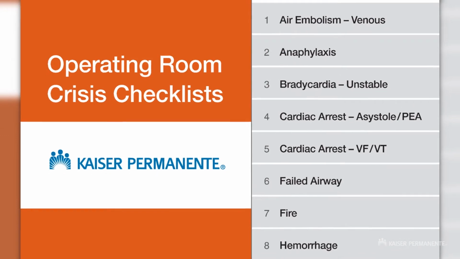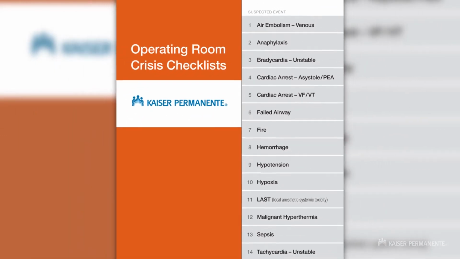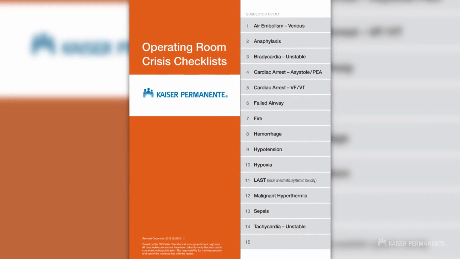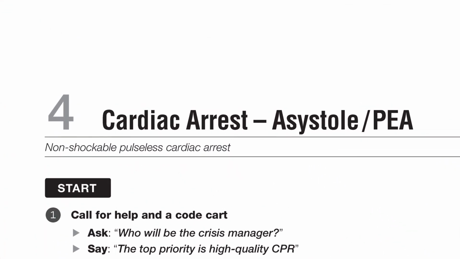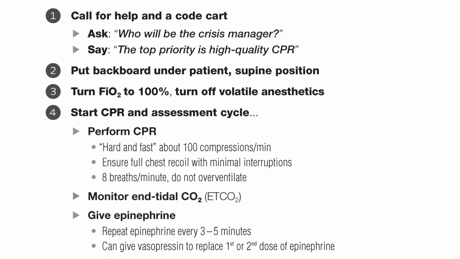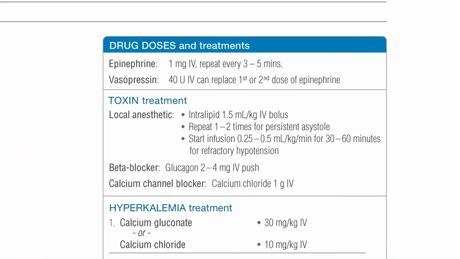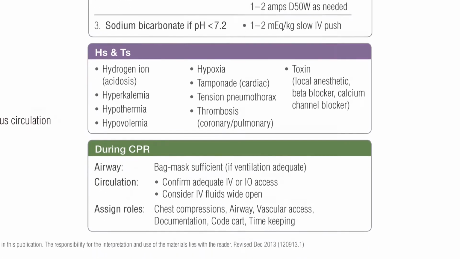Kaiser Permanente OR crisis checklists include 14 crises. Each is 1 page in length and is numbered alphabetically. These checklists begin with the signs and symptoms associated with the crisis. Then they proceed through diagnostic and management strategies, doses for critical medications, and suggestions for other potential complications.